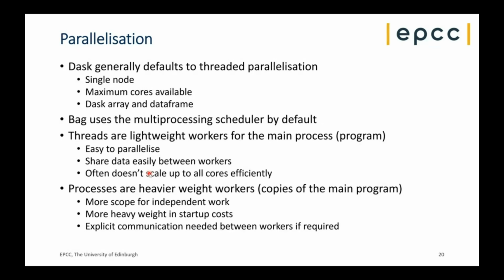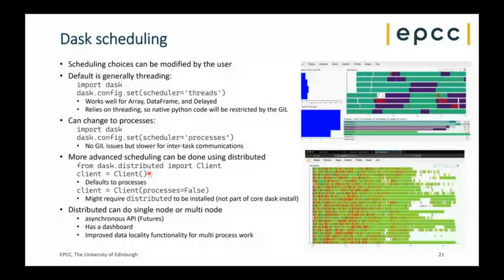It uses threads by default because that's generally a quicker, more efficient way of doing this kind of parallelization for something like Dask. It's easy to share data between workers. It's easy to parallelize. The multiprocessing way that the bag does it is heavier weight, but it gets around some of the problems that other bits of parallelization can have. So by default, a lot of the Dask stuff uses threads.